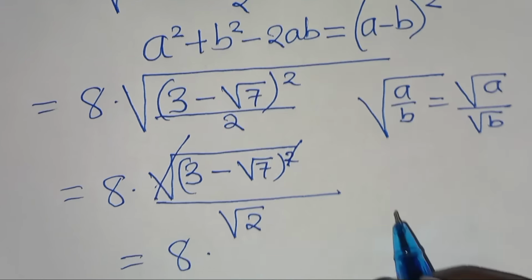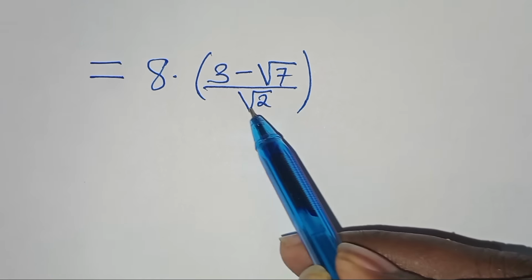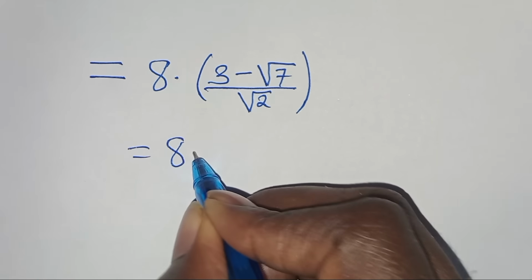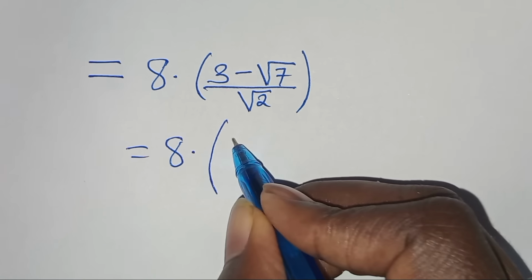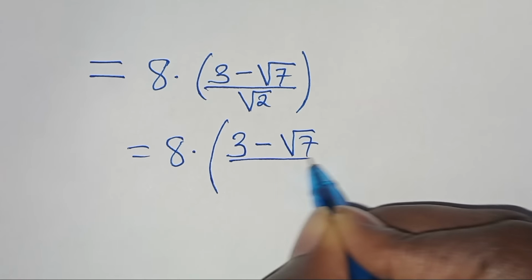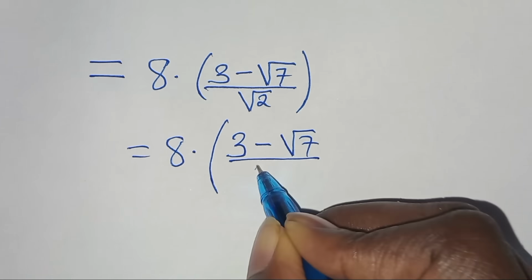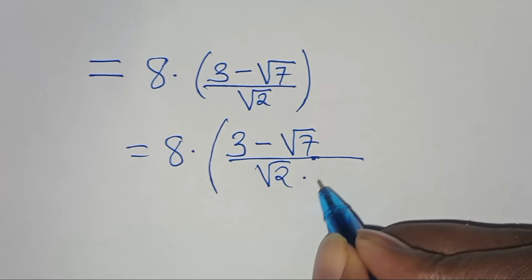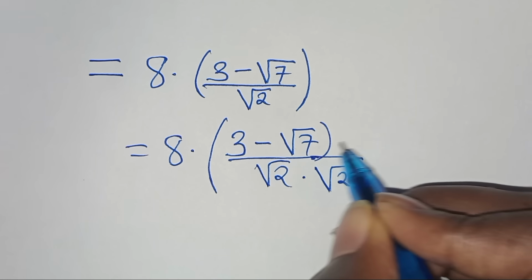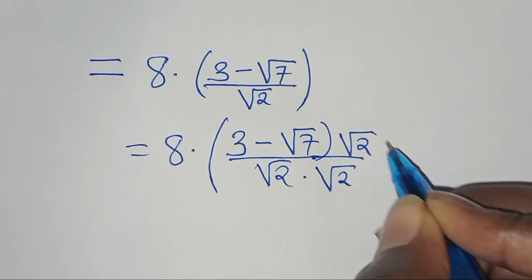Now we have 8 times into the parentheses. This is 3 minus square root of 7 over square root of 2. So this implies that here we have 8 into the parentheses. This is 3 minus square root of 7 over square root of 2. Now we can rationalize the denominator here by multiplying by square root of 2 in the denominator, as well as in the numerator by square root of 2.